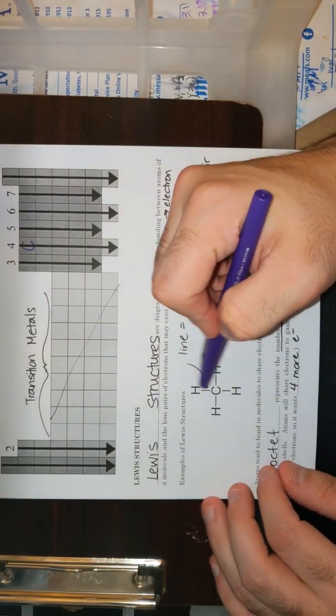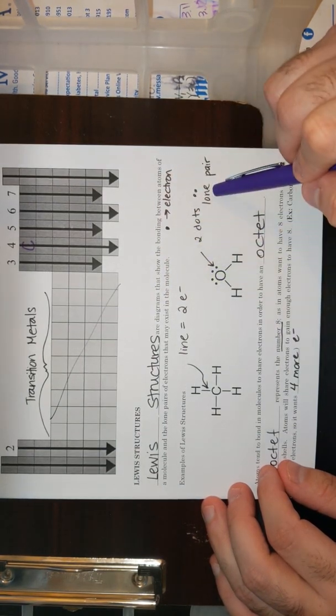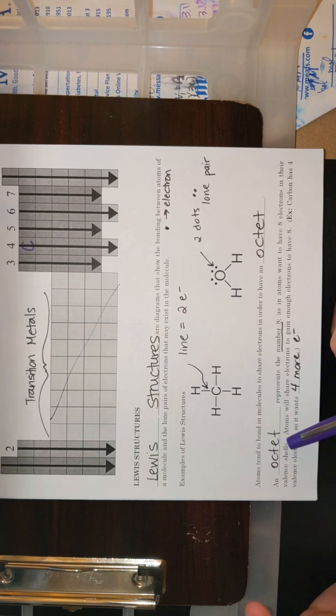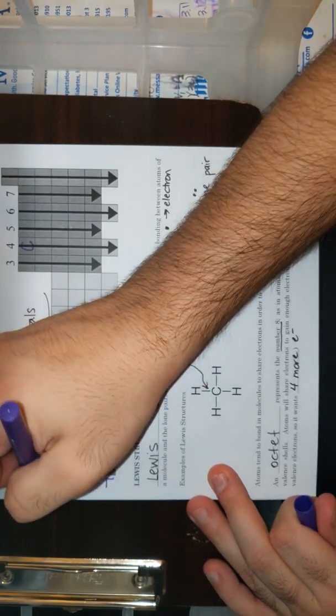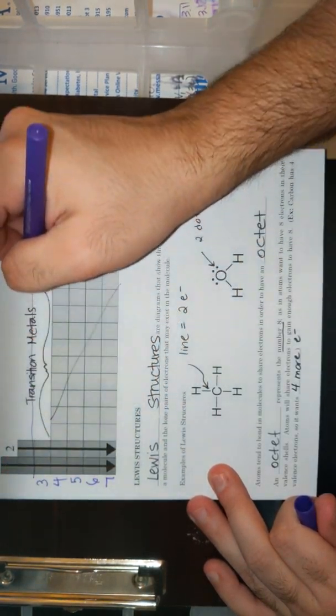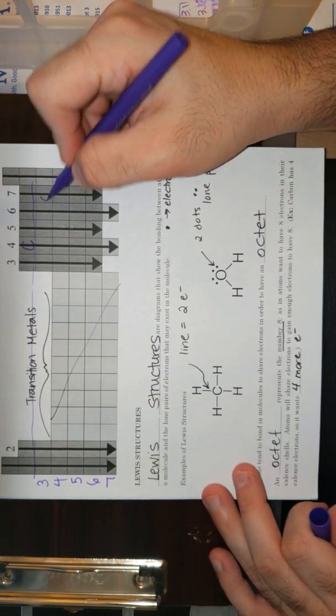Don't forget that a line represents 2 electrons in a bond, and these 2 dots represent a lone pair, and 1 dot is an electron. Now all atoms combine in order to form what's known as an octet. Some elements can have over an octet, and those are elements in period 3 and higher. These elements can have over an octet, like chlorine.